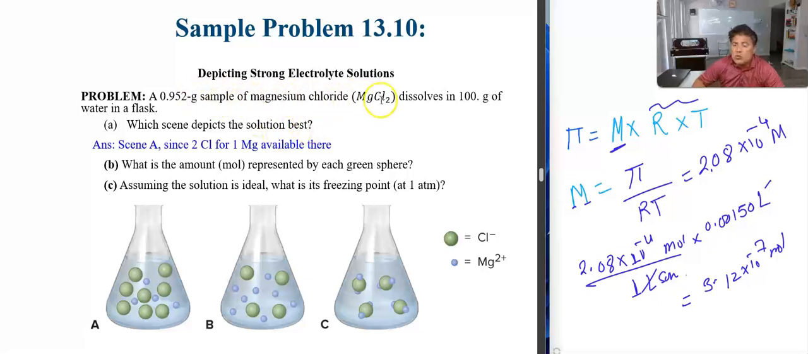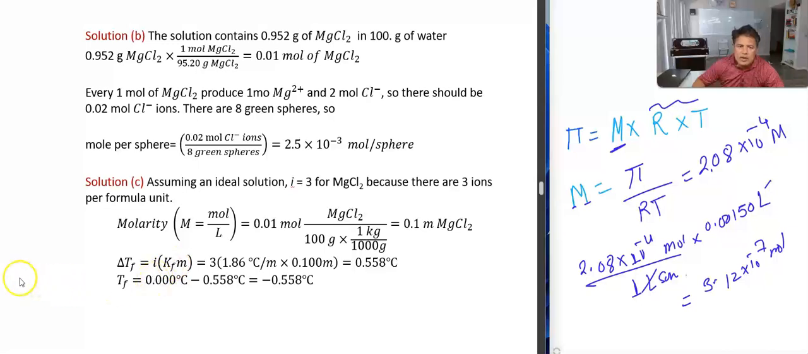Magnesium chloride means 2 chlorine for 1 magnesium. Which has that? 1, 2, 3, 4. 1, 2, 3, 4, 5, 6, 7, 8. Right? So which is the amount of mole represented by each green? So we have done that now. So that's why this is.